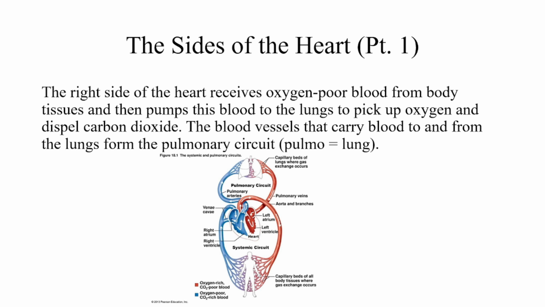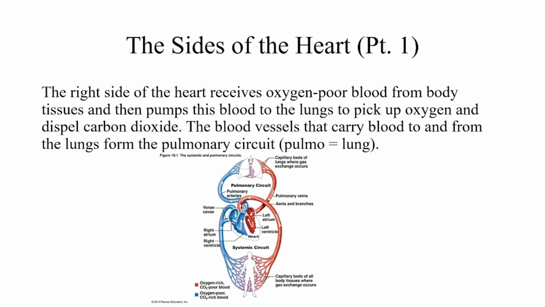All right, now we're going to talk about the sides of the heart. As you can see here, before I actually read this text, you've got a diagram. You've got the body here, the right ventricle, the left ventricle, and then you have the lungs all the way up here at the top. I'll explain what all of this means as I go through this.